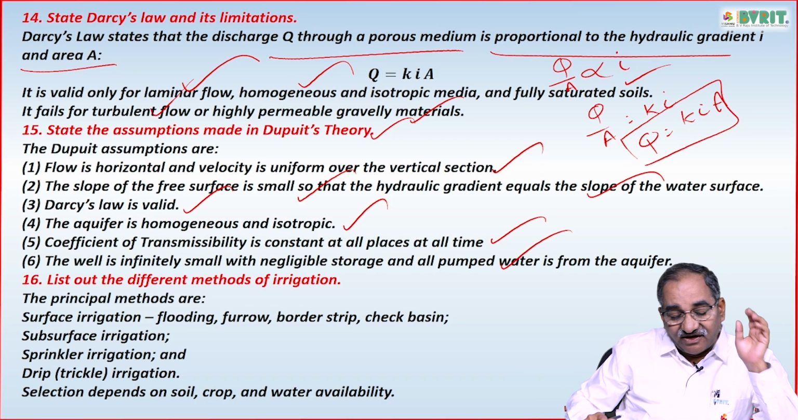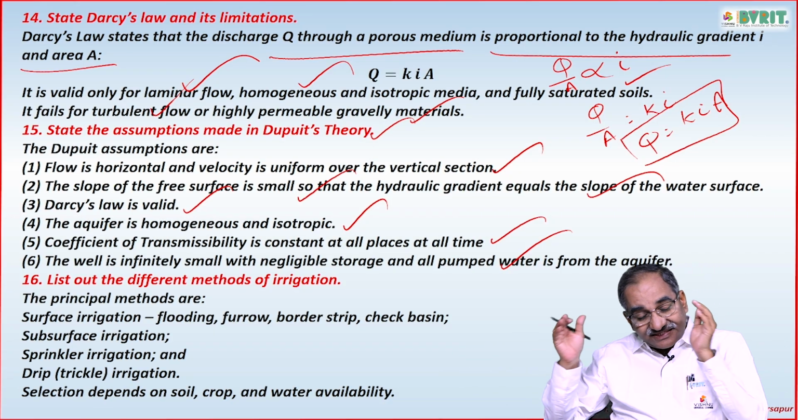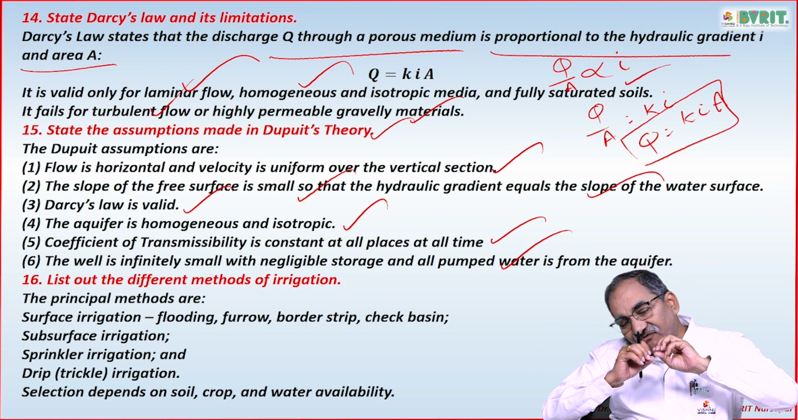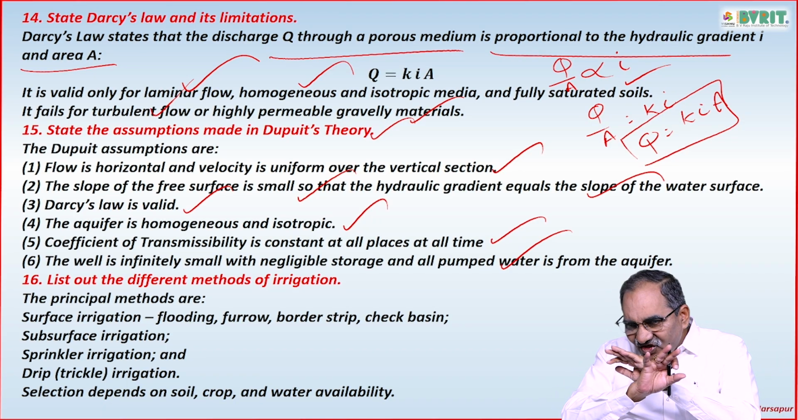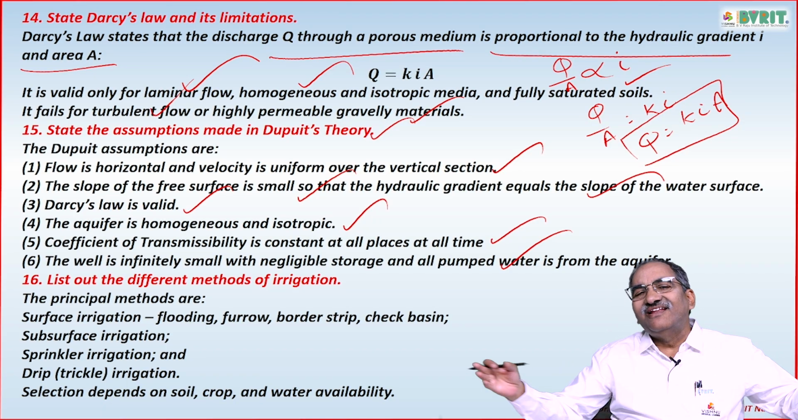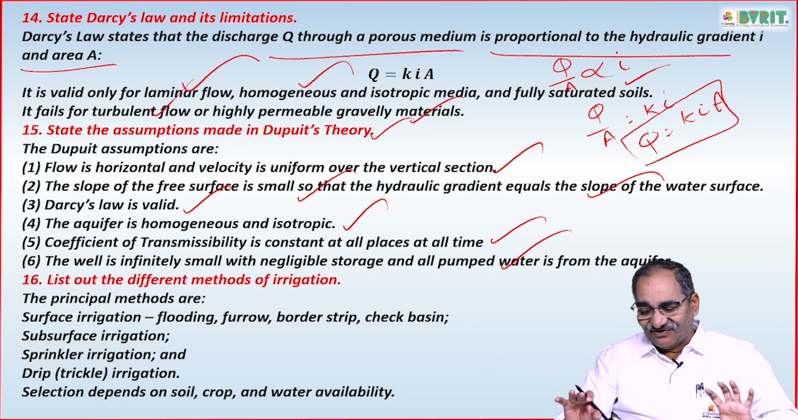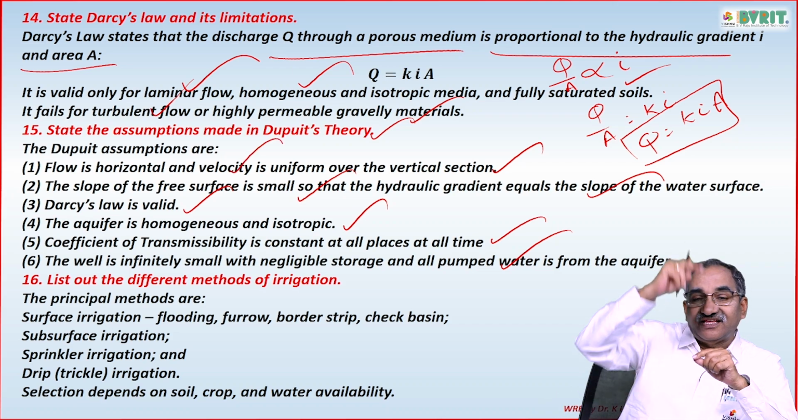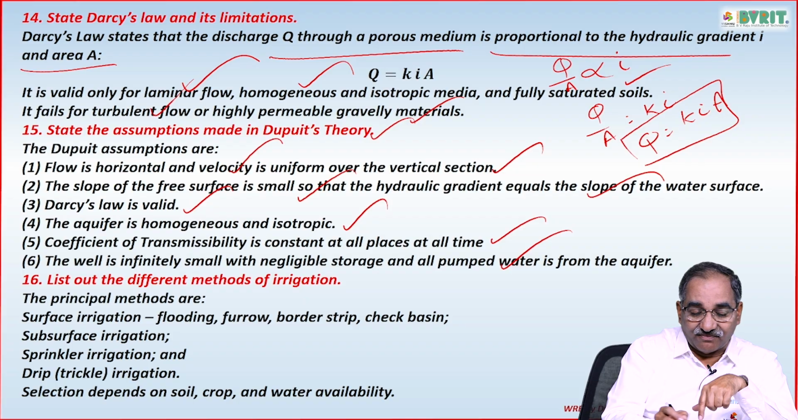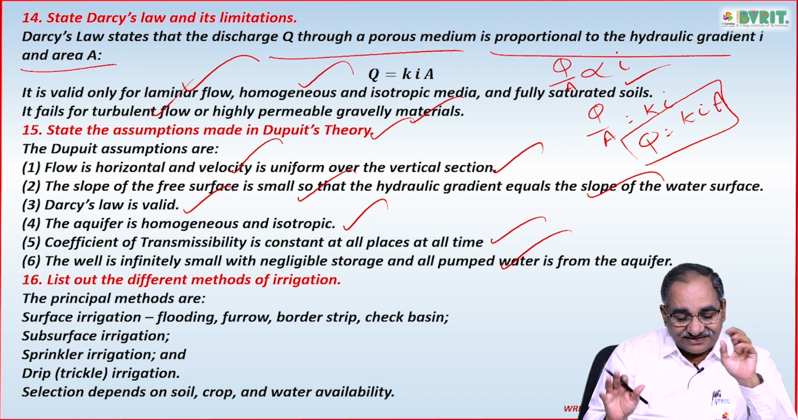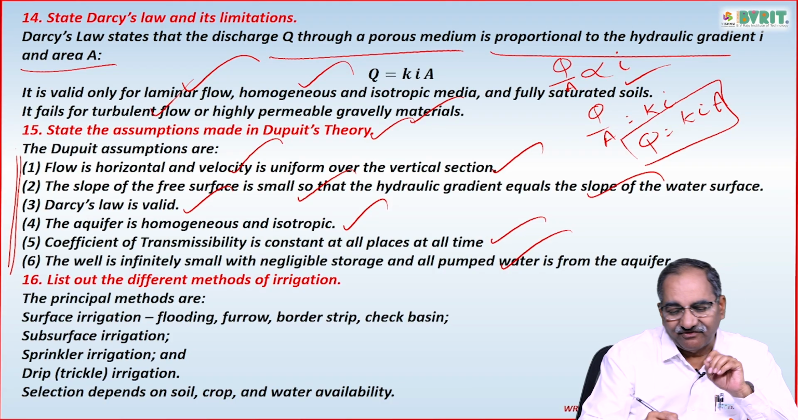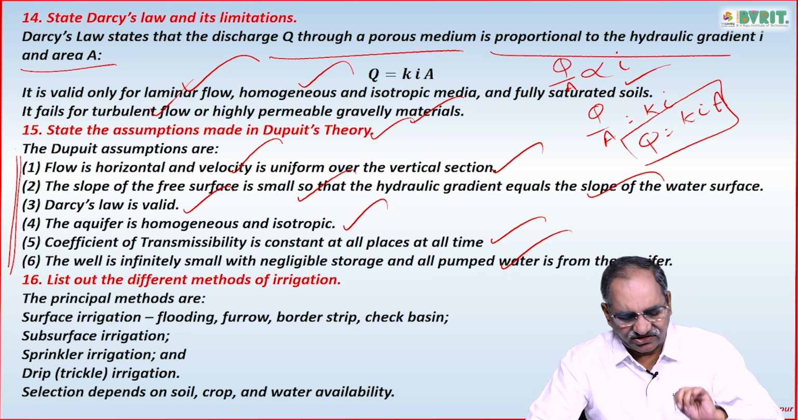Number 4, the well is infinitely small, so there is no storage in the well. Whatever water you are pumping is not from the storage of the well, it is from the aquifer only. Next, flow is horizontal and velocity in the vertical section is uniform. The slope is very, very small. So these are the 6 assumptions of Dupuit theory, which is an excellent question.